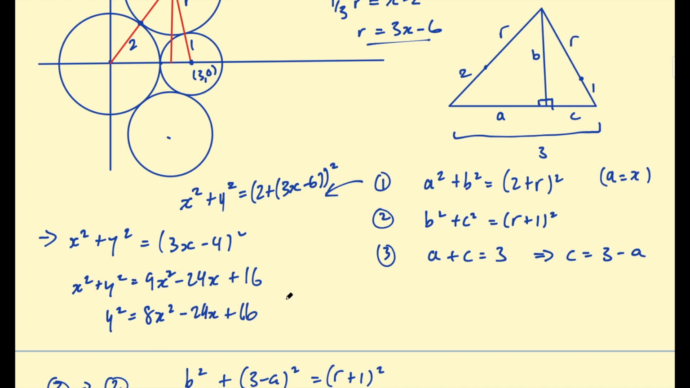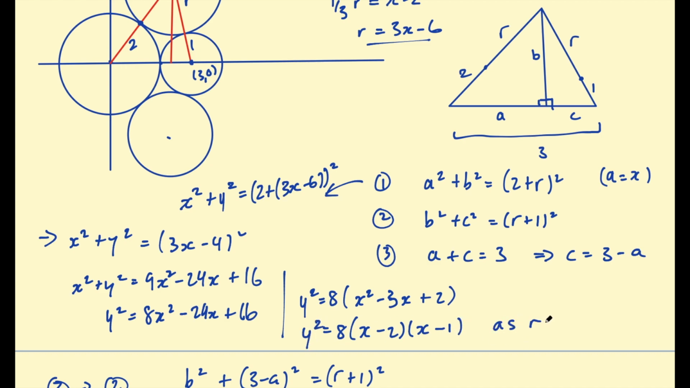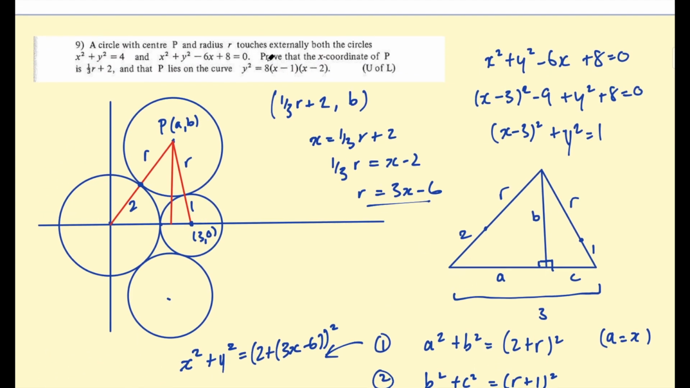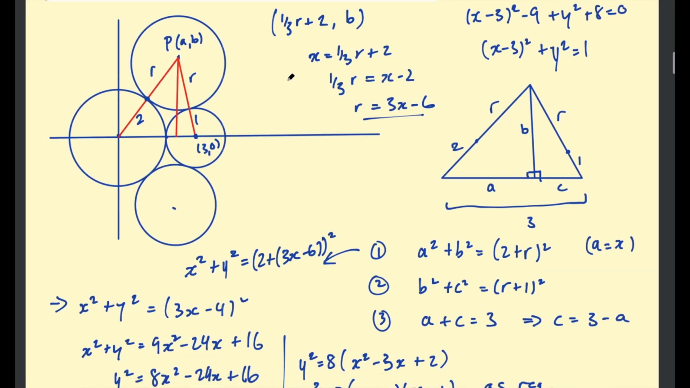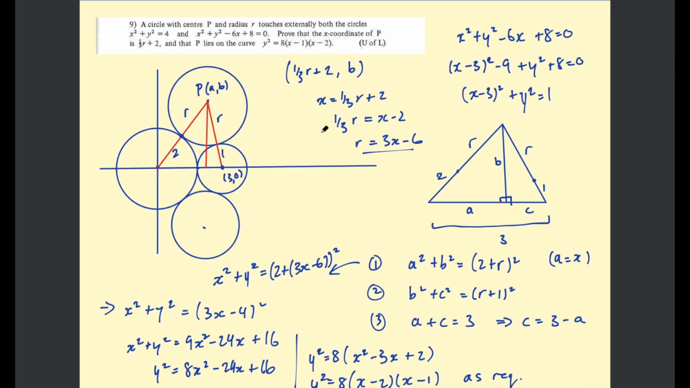Then factorize out the 8. I'm running out of room here. Y squared equals 8 times x squared take 3x plus 2, which we can factorize, that quadratic factorizes into x take 2, x take 1, as required. Okay, so that was the equation we needed. All right, hopefully that makes sense. You know, what that means when it says prove that the x coordinate of P is a third r plus 2 and that P lies on the curve y squared equals, etc. Okay, on to the next one.